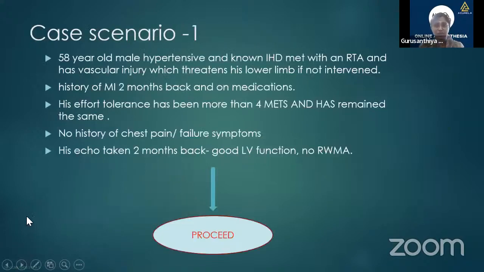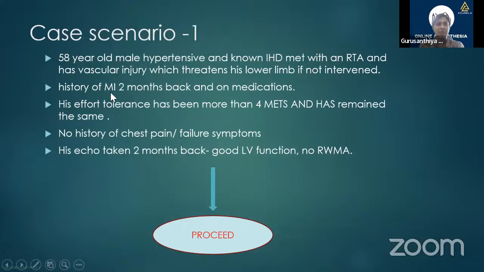So I've got 3 case scenarios to end the session with. The first case scenario is a 58-year-old hypertensive who has a known IHD. He has met with an RTA and has a vascular injury, which threatens his lower limb. So the patient already has an ischemic lower limb. So this becomes an emergency surgery.